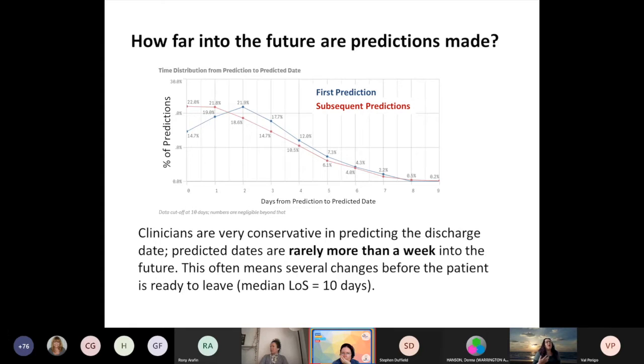But this means that there are many, many changes happening, because if they change it every 2 days to 2 days away and your average length of stay is 10 days or 11 days, then wow, you'd be changing it all the time.